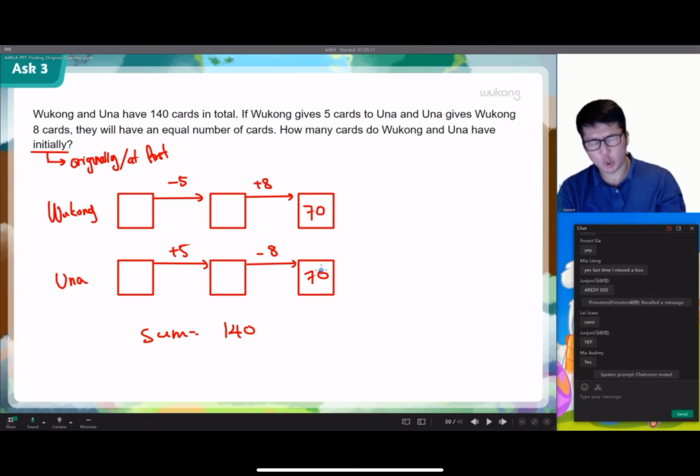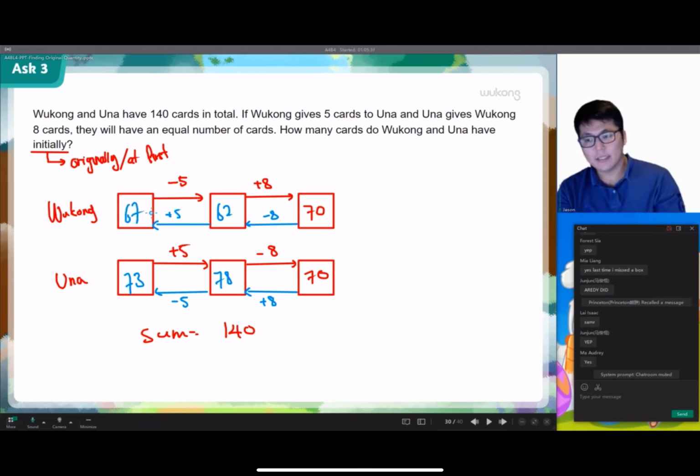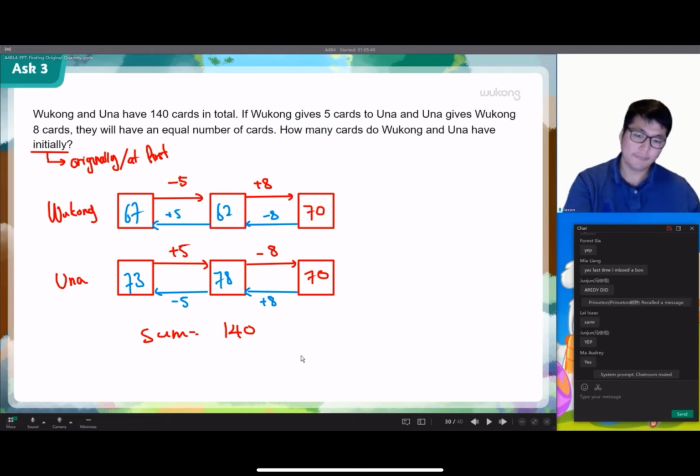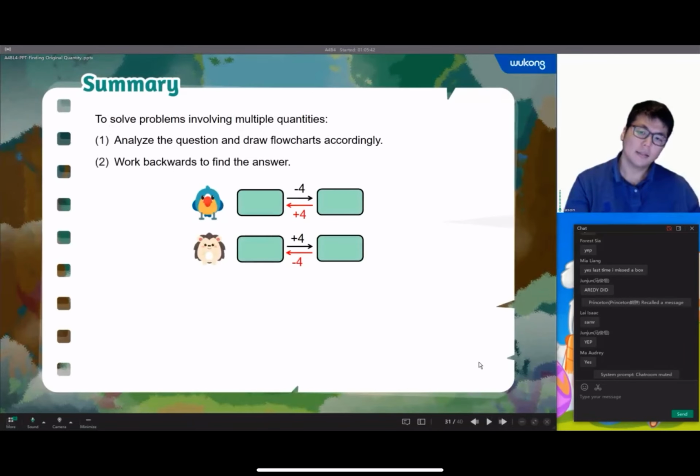Now all we need to do is go backwards, everybody. So plus 8, which is 78, and minus 5, which is going to be 73. And for this one, you need to minus 8, which is 62. And then you need to plus 5, which is going to be 67. So that's your answer, guys. All right. And now this is your turn. Remember to analyze the question and draw flowcharts accordingly and work backwards to find the answer.